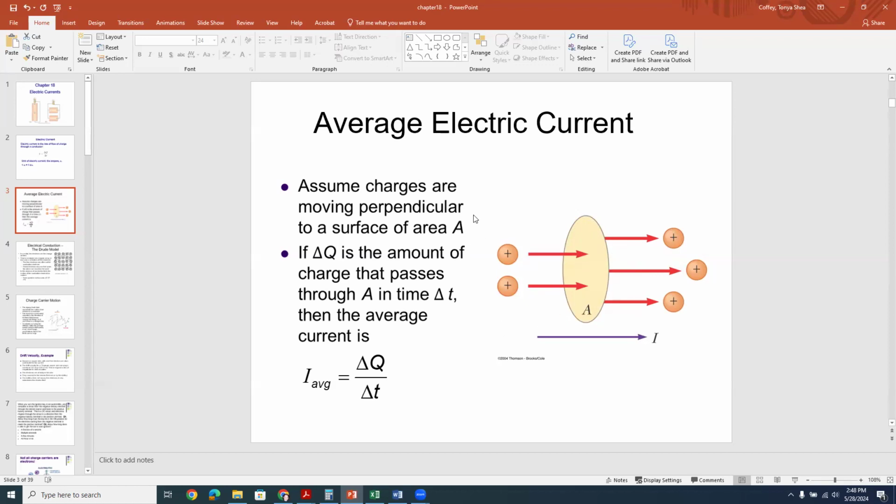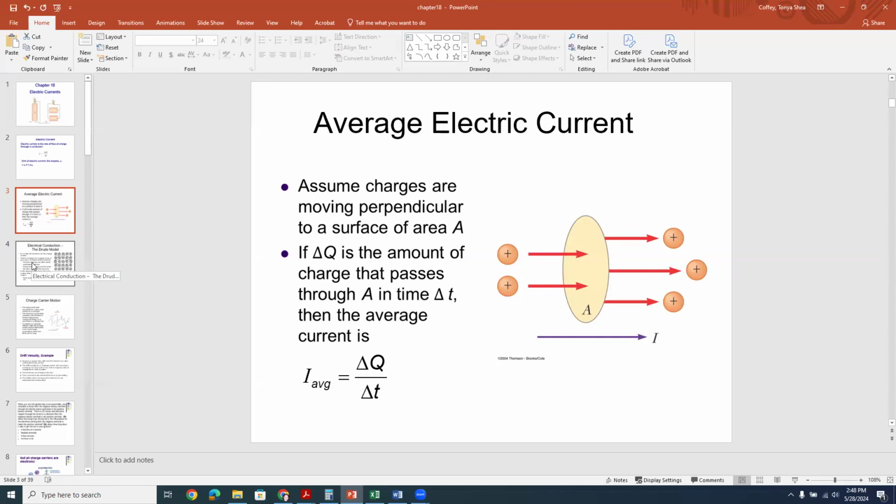So we're assuming here that the charges are moving perpendicular to that surface, that reference point surface, the cross-sectional area. And then you look at the amount of charge delta Q in a time delta T that flows past that reference point. And that will be the average current that flows past that point in a given unit of time.